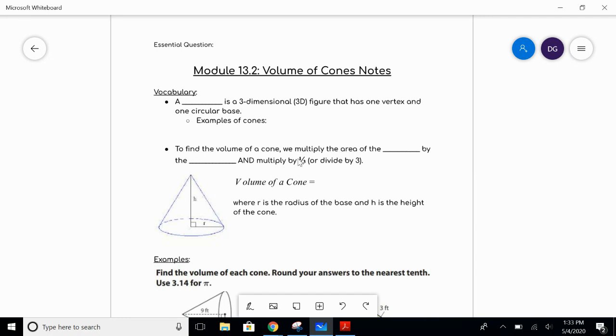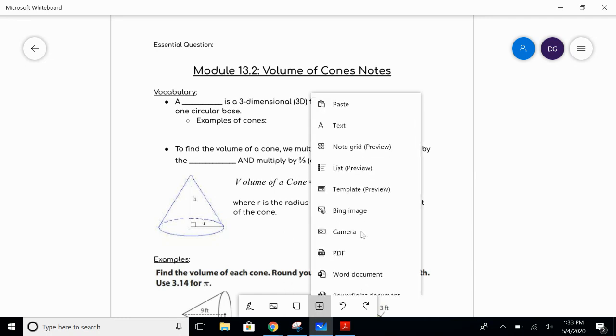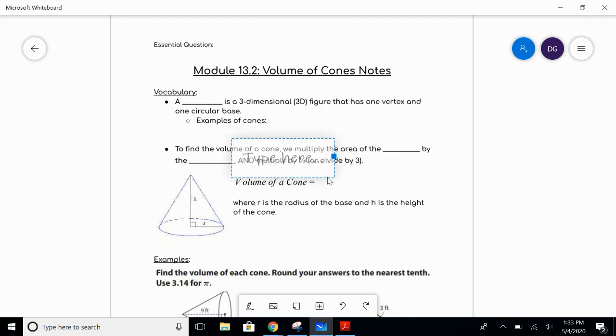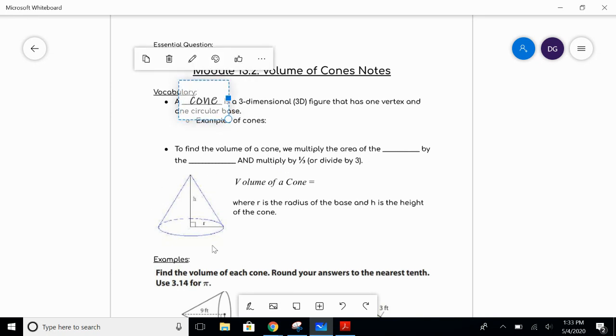So to start off with our vocabulary, a blank is a three-dimensional figure, or a 3D figure, that has one vertex and one circular base. So that would be a cone. So we'll go ahead and put that there, a cone. And a cone looks like this shape right here. It has a circular base and then it comes up and meets at a peak at the top. That is what we call a vertex.